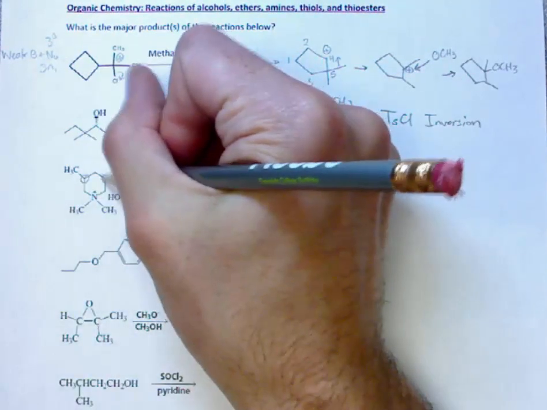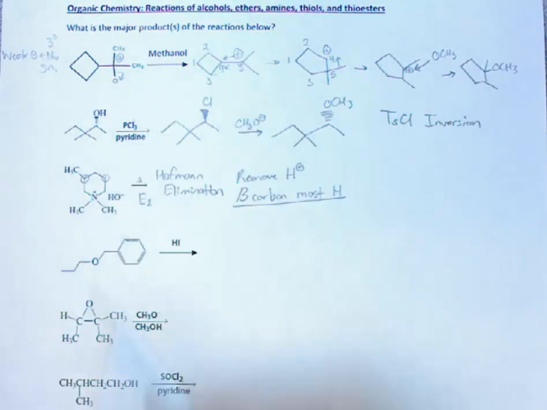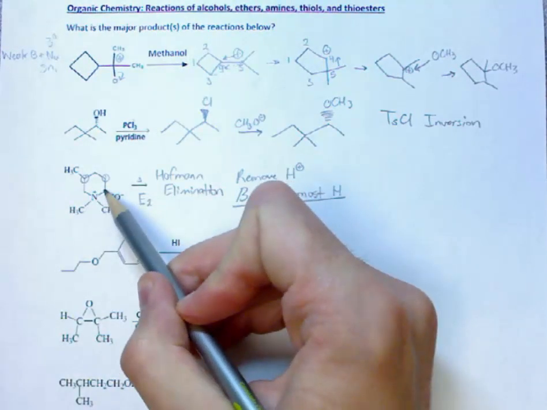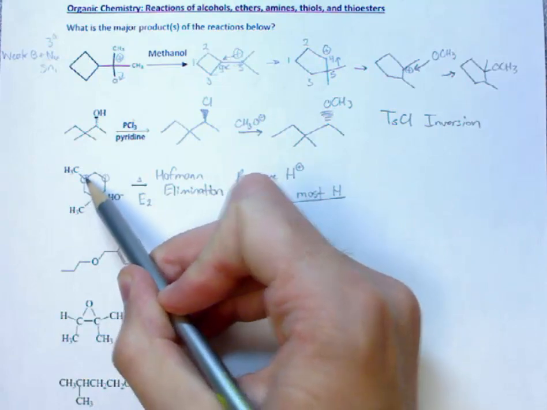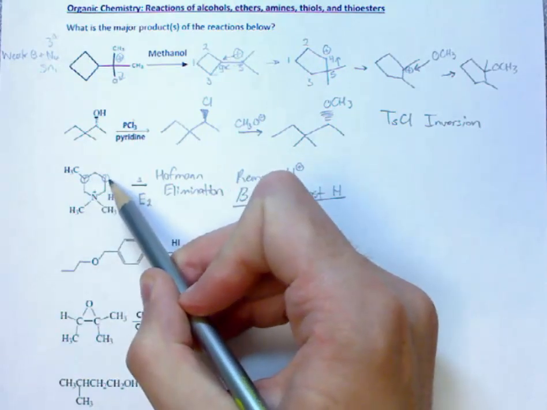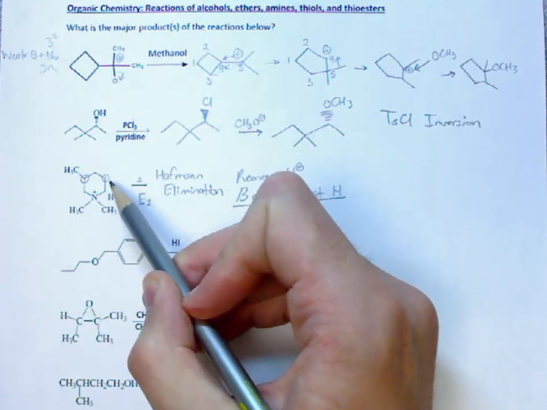So here are our 2 beta carbons. These are our alpha carbons. On our beta carbon here, we have 1 hydrogen. On this beta carbon here, we have 2 hydrogens.